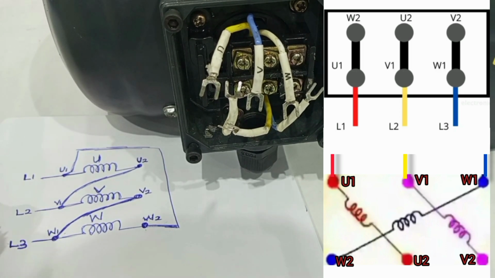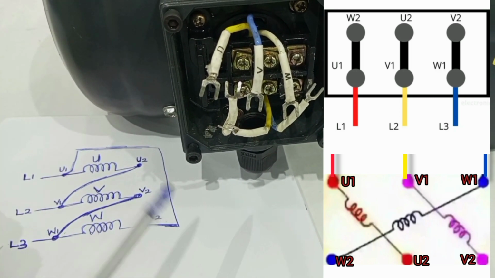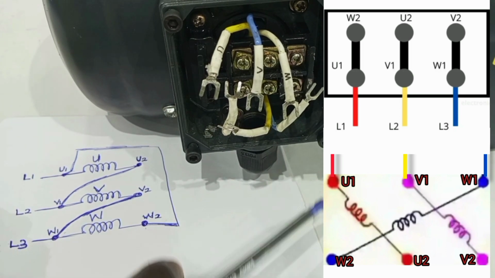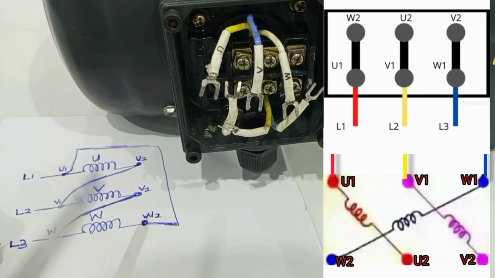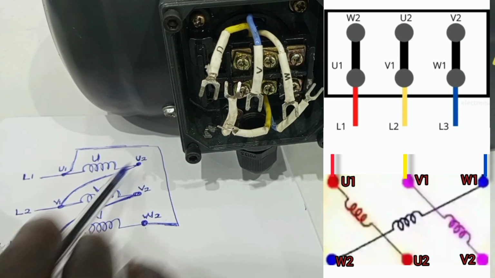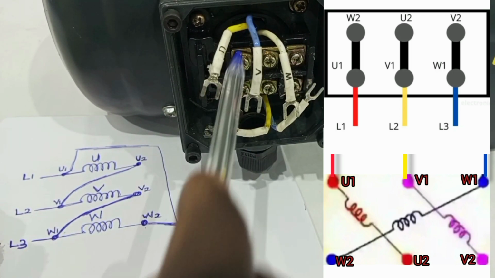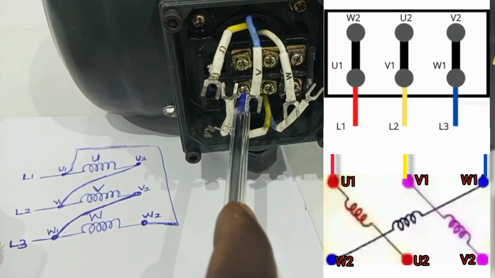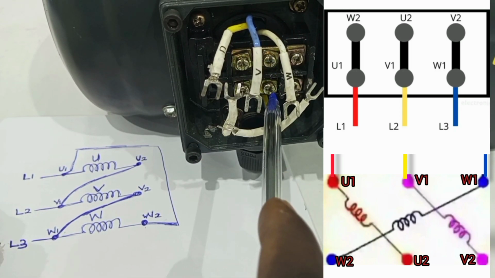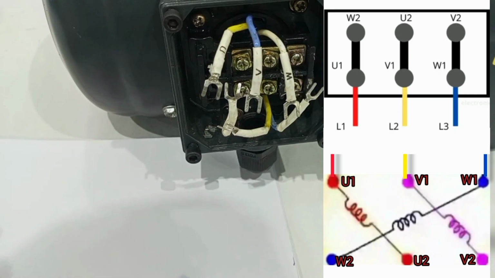And so to enable the motor to be easily connected in star and delta configuration, we have to properly arrange the terminals at the terminal block in such a way that we can easily connect the motor in delta configuration and then star configuration. So this is what it actually means.